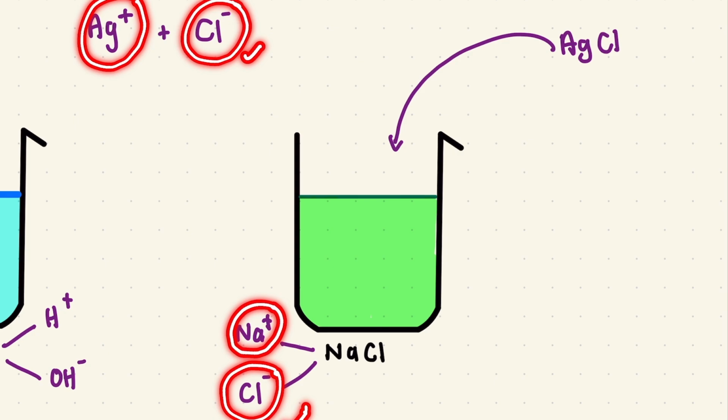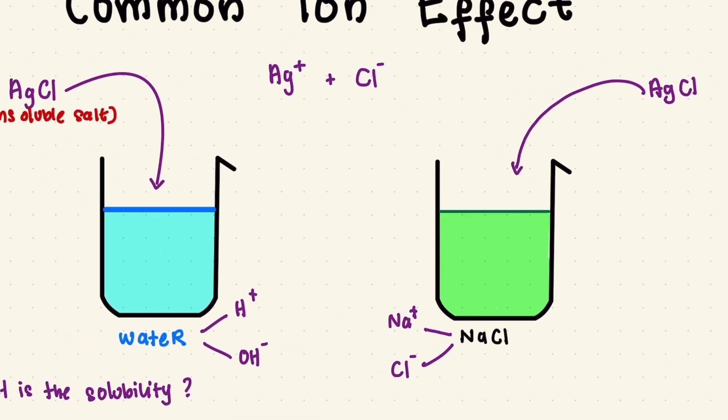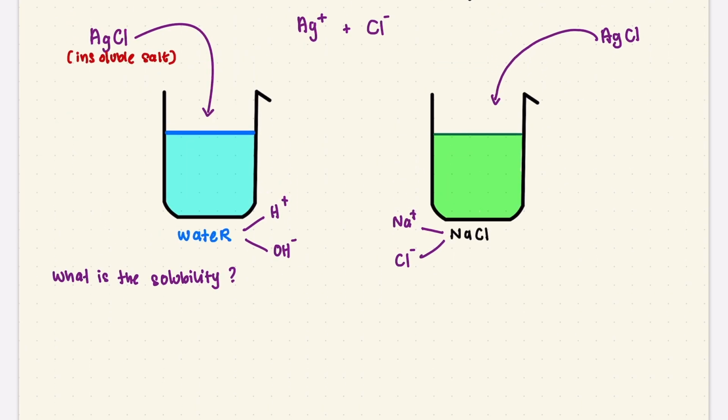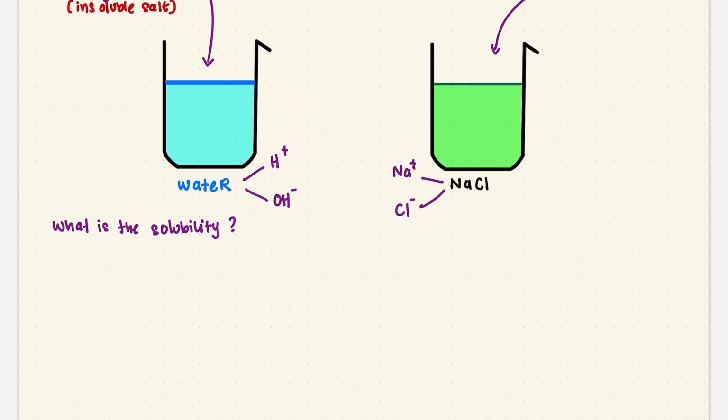Now, does it affect the solubility? In fact, yes, it will affect the solubility. So will the solubility increase or decrease? Okay, so let's relate with Le Chatelier. Now, we know that argentum chloride, if it dissociates in water, it will only dissociate partially to produce argentum ion and chloride ion. Okay.